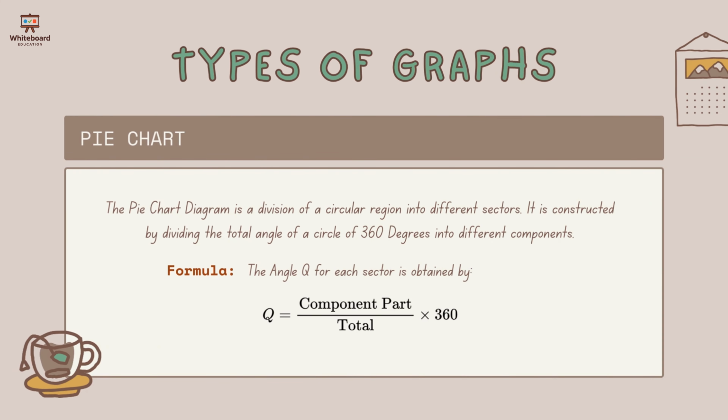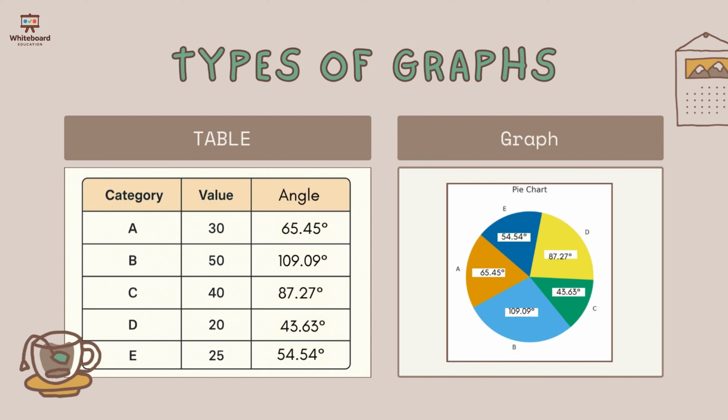Next is pie chart. The pie chart diagram is a division of a circular region into different sectors. It is constructed by dividing the total angle of a circle of 360 degrees into different components. To obtain the angle of each sector, this is the formula. Have a look at the table in the diagram. If the categories are A, B, C till E and the corresponding values are 30, 50, 40, etc. To find the angle of each sector of the pie, we divide the value, i.e. 30, by the total values and multiply it by 360.